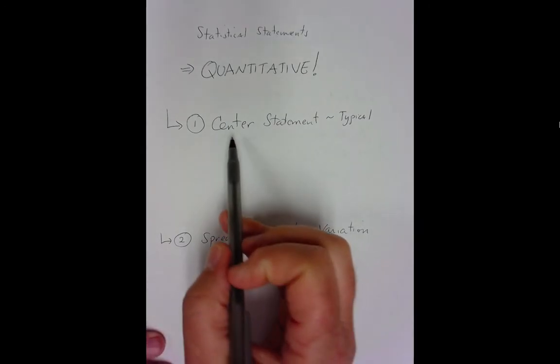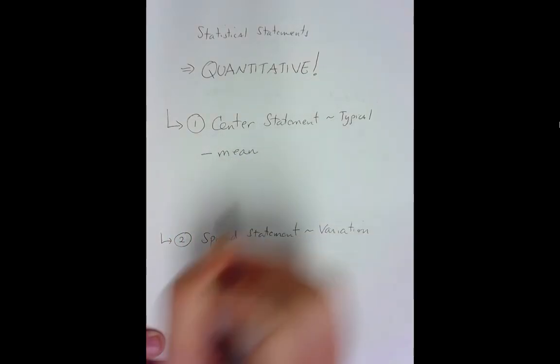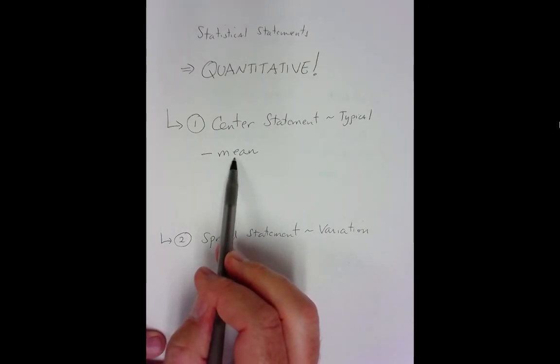All right, so let's get busy. Our center statements, there's going to be two types I'm going to teach you. Number one is the mean. Guys, the mean is nothing more than the arithmetic average.